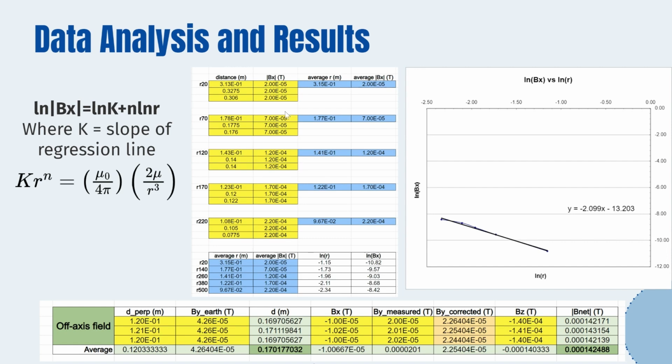So here you can see the different recorded values for the magnetic field and the distance at different magnitudes of the magnetic field at the magnetometer. And then here you can see the off-axis field, different values for the magnetic field and the distance. And then here's our regression line using a logarithmic relation where ln of bx equals ln k plus n times ln of r, where n is the slope of the regression line. And we can calculate k using this formula here. And then using this formula, we were able to calculate the magnetic dipole moment mu for the bar magnet.